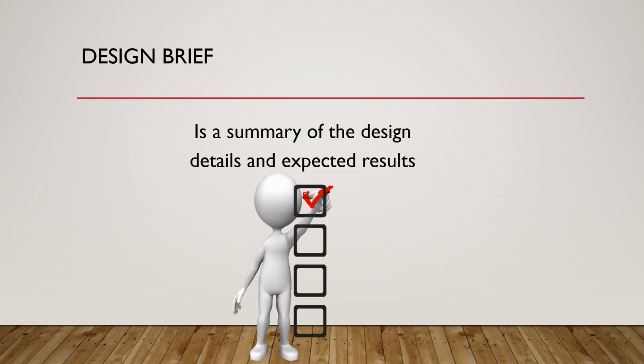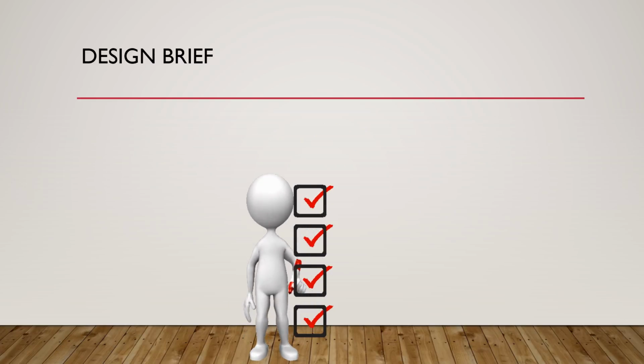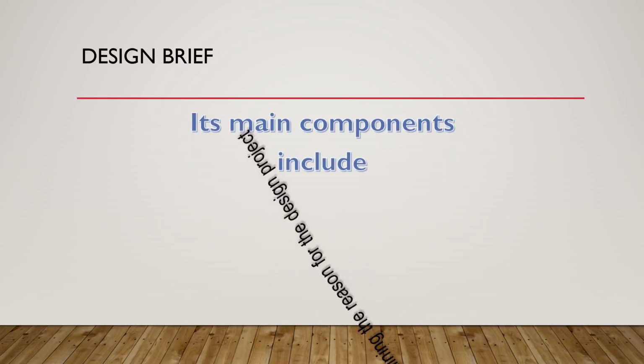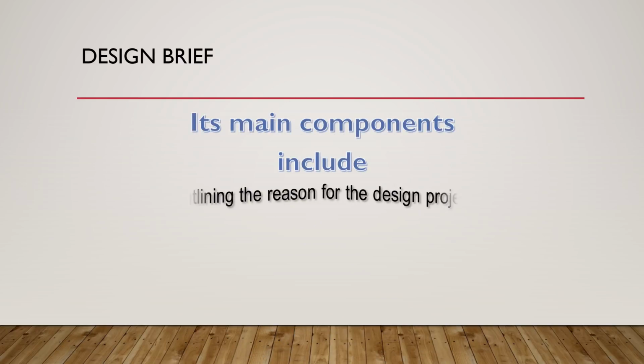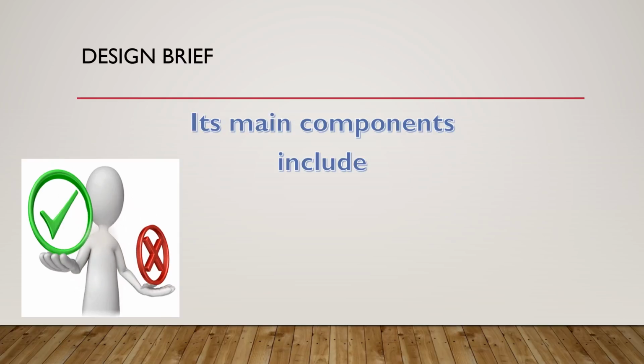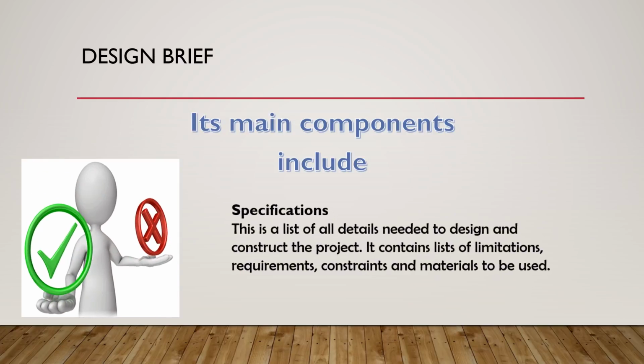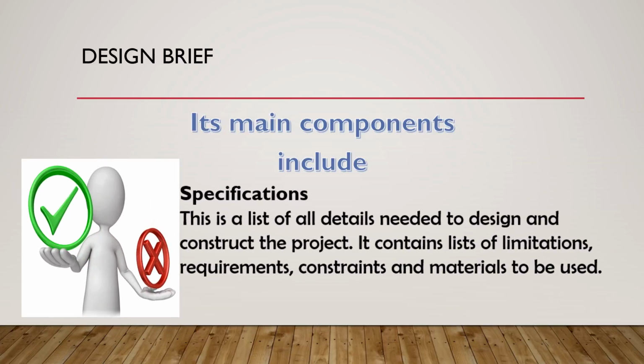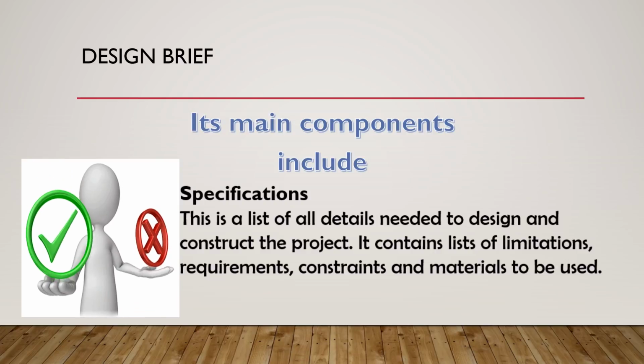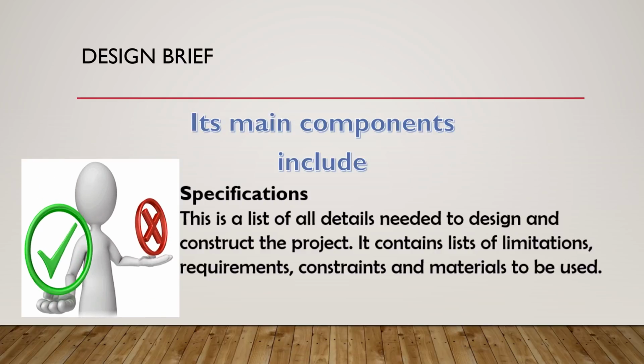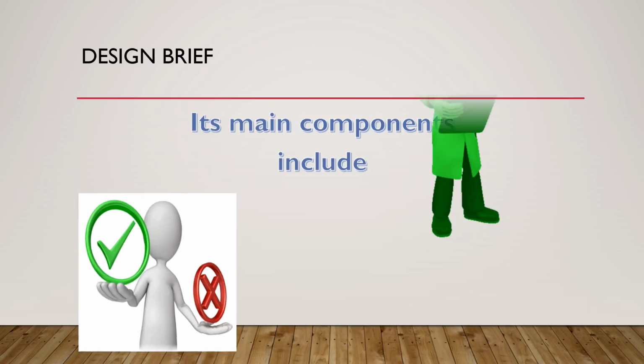Design brief is a summary of the design details and expected results. Its main components include outlining the reason for the design project. Specifications. This is a list of all details needed to design and construct the project. It contains lists of limitations, requirements, constraints, and materials to be used.